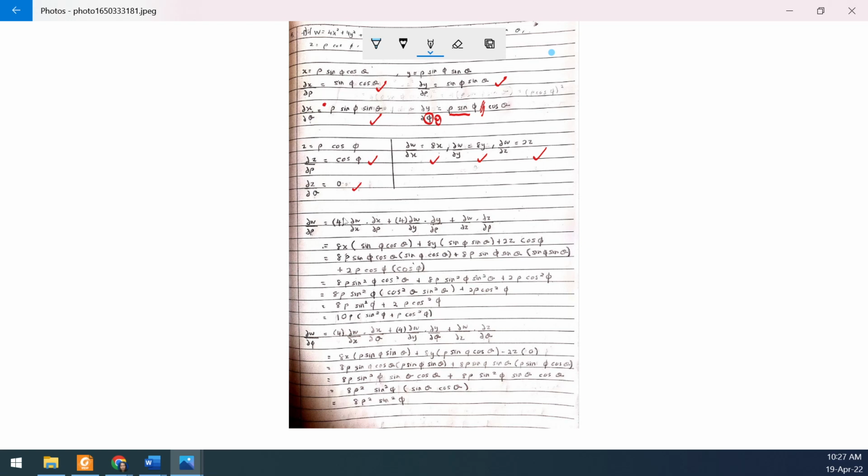Soleha, this one doesn't have, right? Don't have this for del W del rho. So what is this for? It's del W del X multiply del X del rho plus del W del Y multiply del Y del rho plus del W del Z del Z del rho.